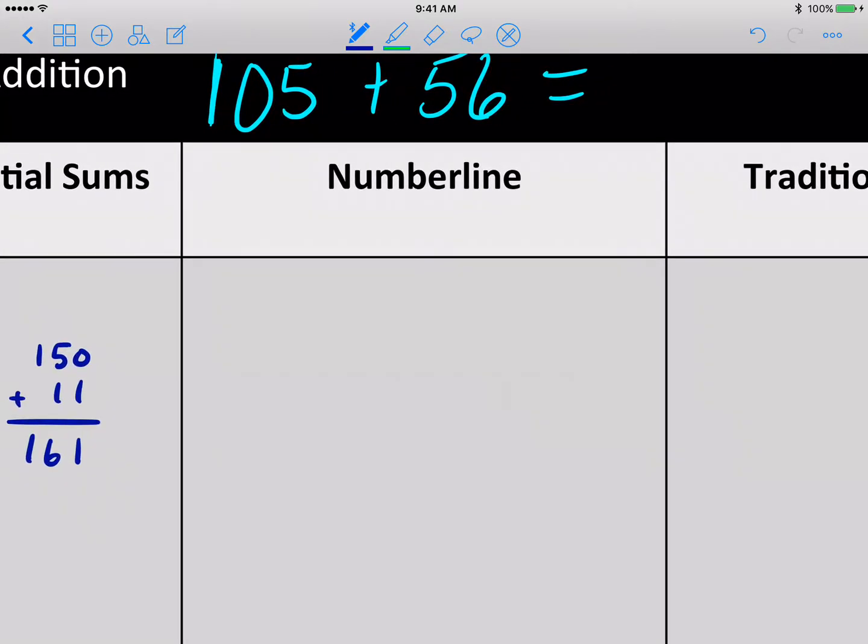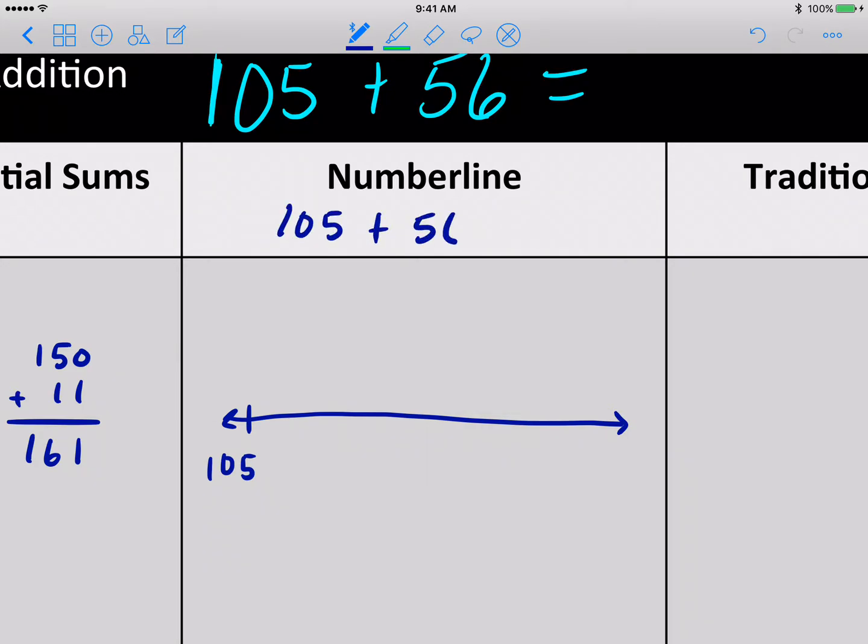Moving on to the number line. I'm going to start with 105, and we're going to add 56. It's very possible that the bell might ring, so just be patient with me if that happens while I'm working on the number line. 105 plus 56 on the number line. We're going to find the sum.